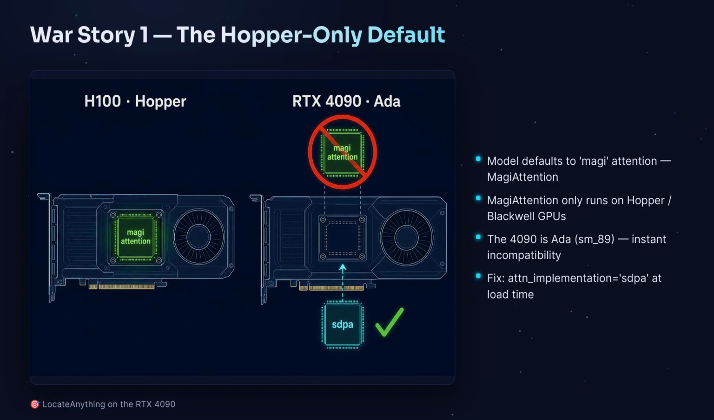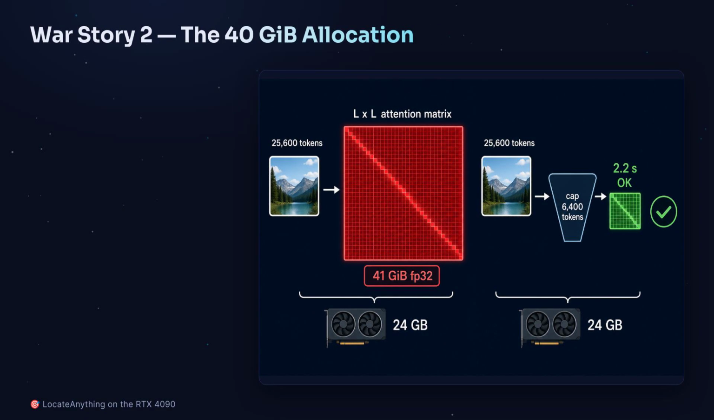The fix, pass attention implementation SDPA when loading the model, falling back to PyTorch's built-in scaled dot product attention. One keyword argument, but you have to know it's there. And now you do. War Story 2, the best one. A user uploads a big image, and the GPU asks for 40.6 gigabytes on a 24 gigabyte card. Where does a 3 billion parameter model get the nerve?